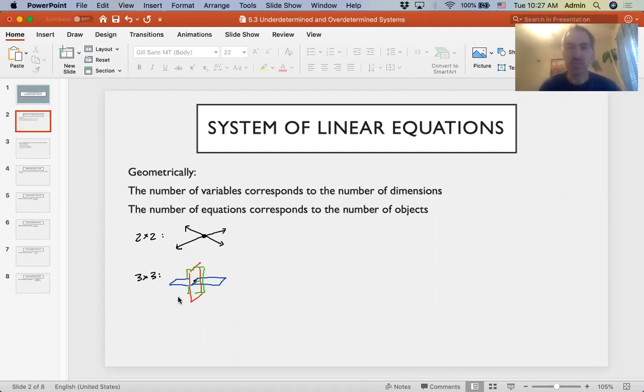You may want to draw this out yourself and play around with it just to help solidify this concept. But if you have 3 planes, they will intersect in exactly 1 point, and they intersect right here. The blue and the red intersect in this line, but then the green plane intersects that line in exactly 1 point.